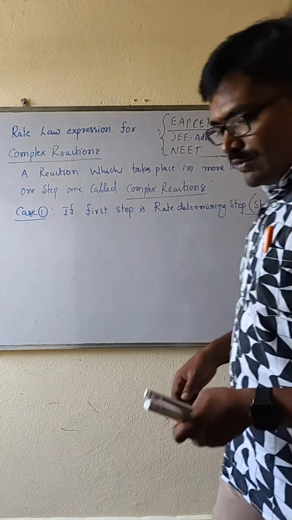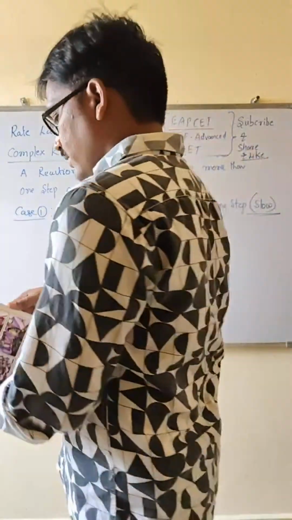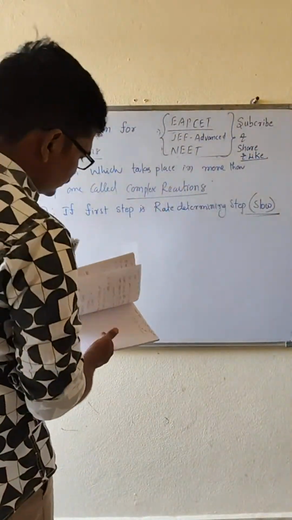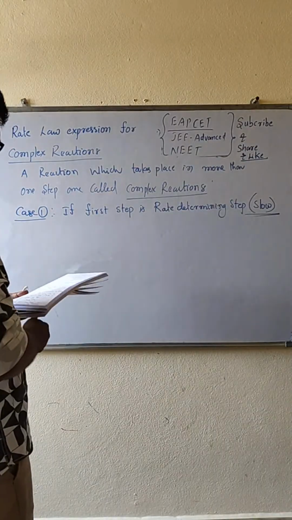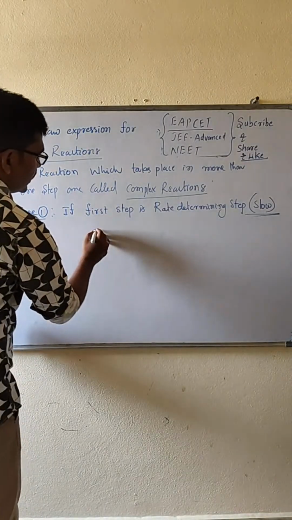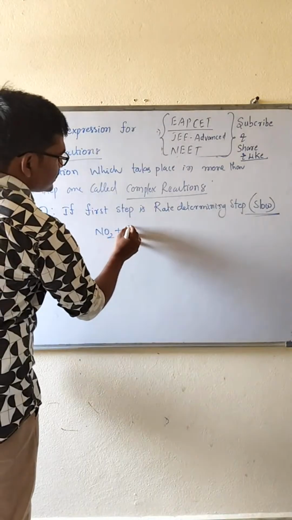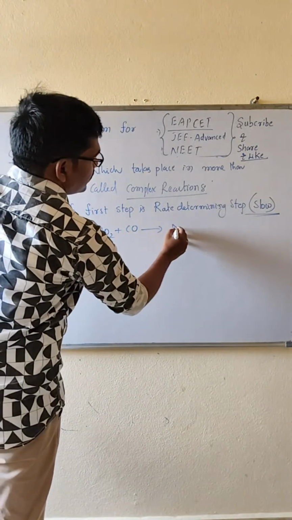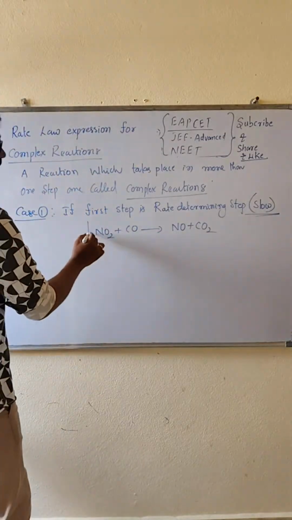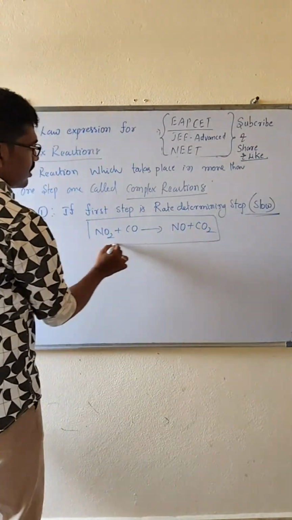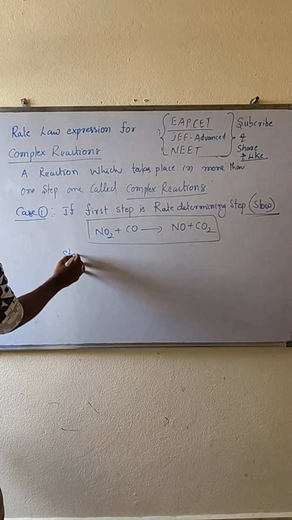See, look at, one of the examples I will give to you. So which is the first step? In case, reaction between NO2 and CO. See, NO2 plus CO gives rise to NO plus CO2. So this is actually a complex reaction. This complex reaction takes place in 2 steps.